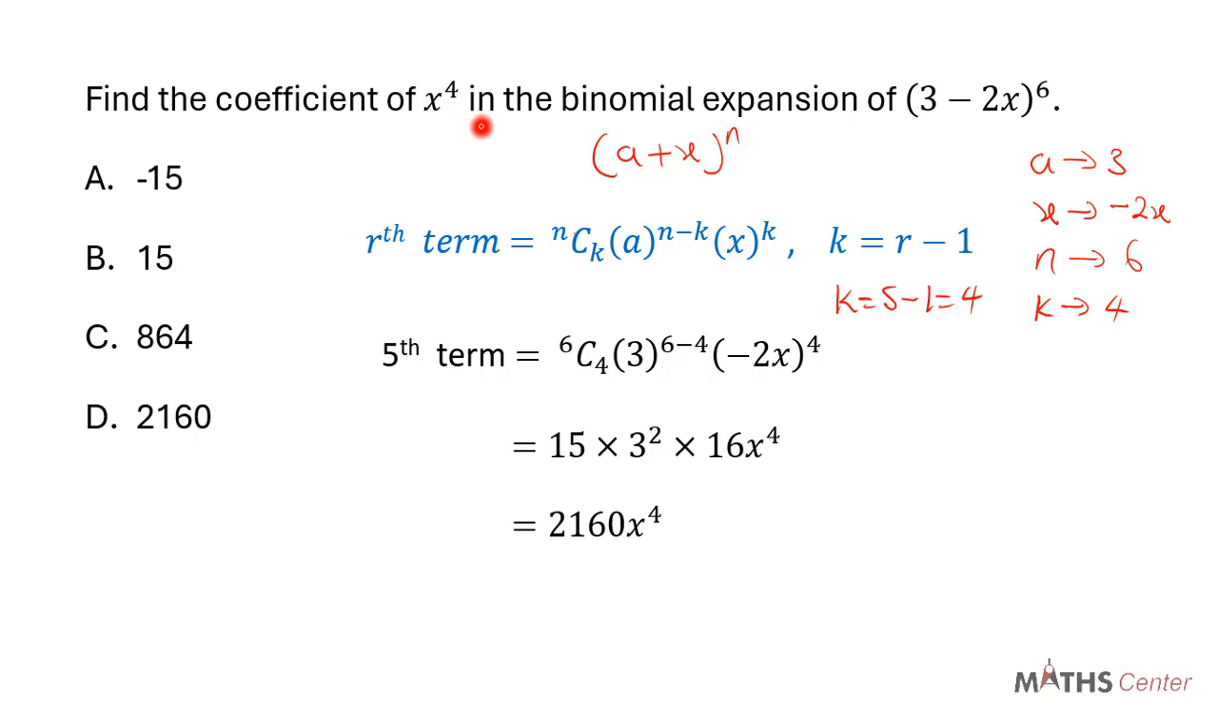It means that in the binomial expansion of this expression, the fifth term, which is the term that has x exponent 4, is 2160x exponent 4. So the coefficient of x exponent 4 is 2160. When we look through the options, we can see that the correct option is D. Let's look at the next question.